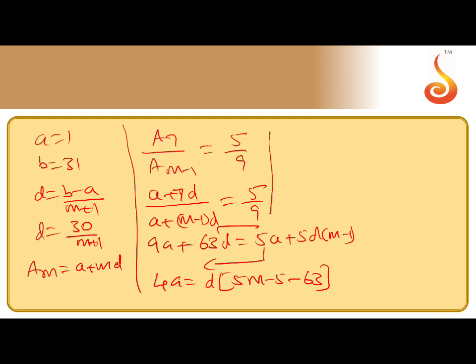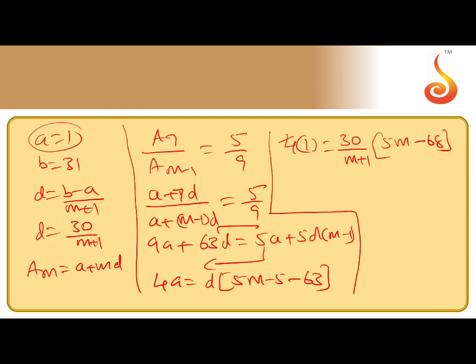So now we are going to substitute the values of a and d. What is the value of a? A is 1. That is 4 into 1 equals, on the right side, d is 30 by (m + 1) into (5m − 68). Possible to cancel. 2 into 15 cancels. Cross multiply: 2m + 2 equals 75m minus 15 into 65. 15 into 65 is 1020.